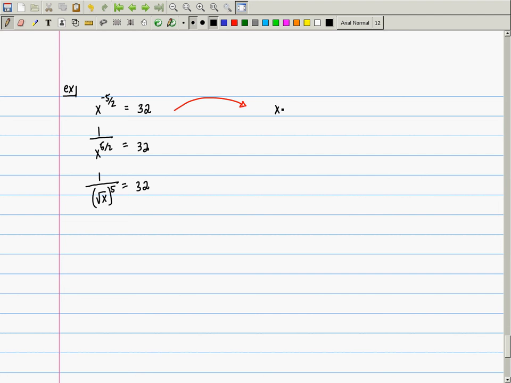You could say that x to the negative 5/2 equals 32, just rewriting the same equation. Now I want to solve for x, so I want the exponent for x to be 1. I want x to the 1, not x to the negative 5/2. So I want to raise both sides to some exponent. What exponent? Negative 2/5, right? Then x to the negative 5/2, raised to the negative 2/5, equals 32 raised to the negative 2/5.